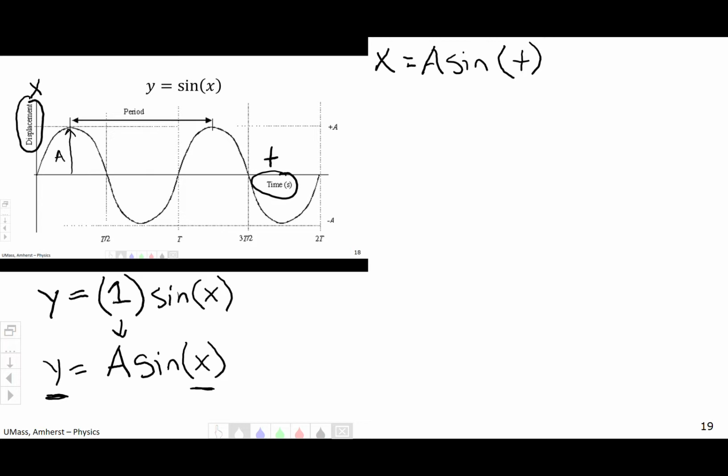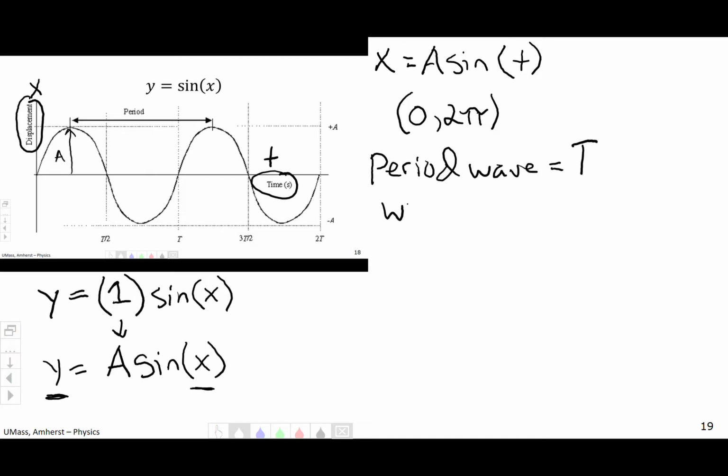Now we know that sine is periodic on 2 pi. That means it has a domain of 0 to 2 pi. However, the period of the wave is capital T. So what we want is we want this wave function to go from 0 to T. That's what we really want. So we want it to go from 0 to T.